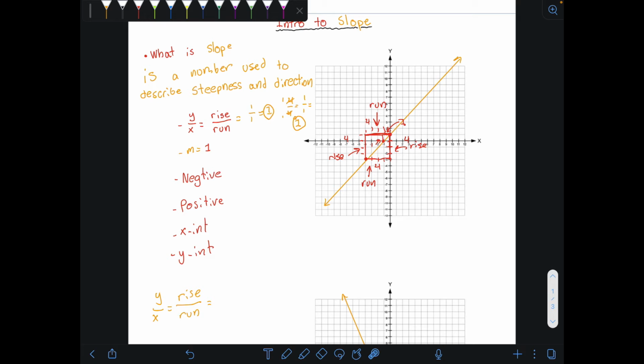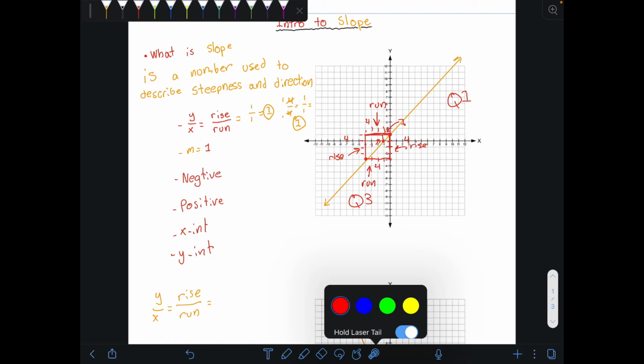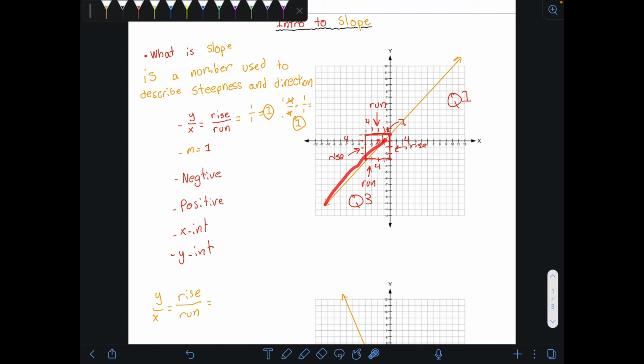Okay, so now you need to learn a little bit about the line and how that will affect your slope. So right here, you just need to see that this line is going from quadrant 3, if you remember from last video, up to quadrant 1. So actually, let's write that right here. Quadrant 3 to Q1. That is a positive line. This line is positive.